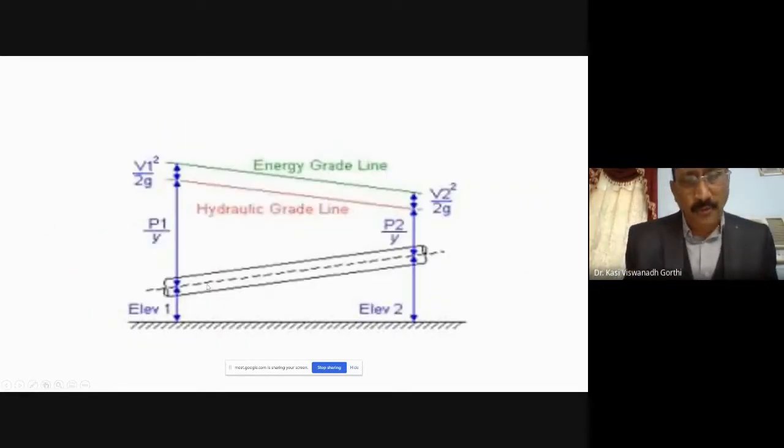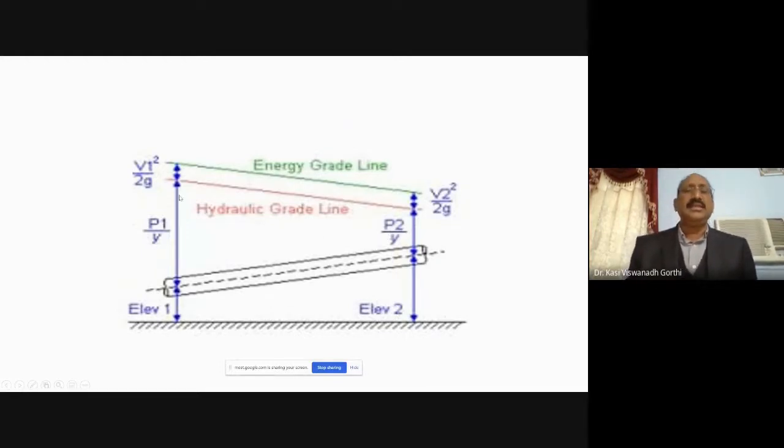Take a pipe flow laid with respect to a datum. If you apply Bernoulli's equation between two sections, how do you calculate the total energy? The total head at any section is the sum of three heads: elevation head, pressure head, and velocity head. At section 1, for this pipe flow, we have elevation head Z, pressure head P by gamma, and velocity head V square by 2g. The sum of all three gives you the total head at this section.